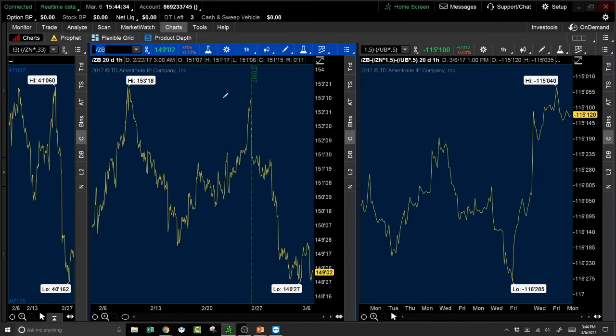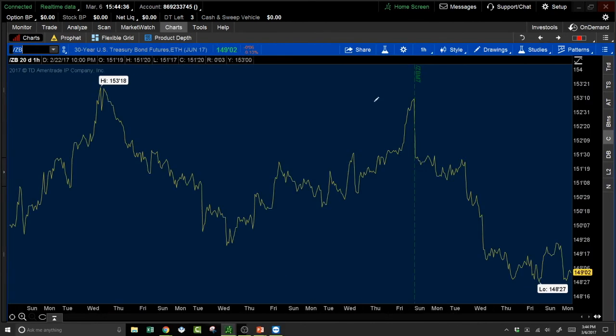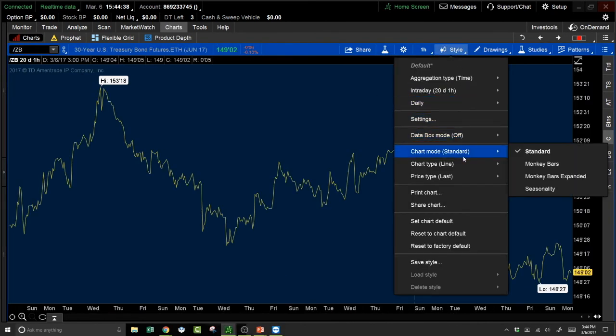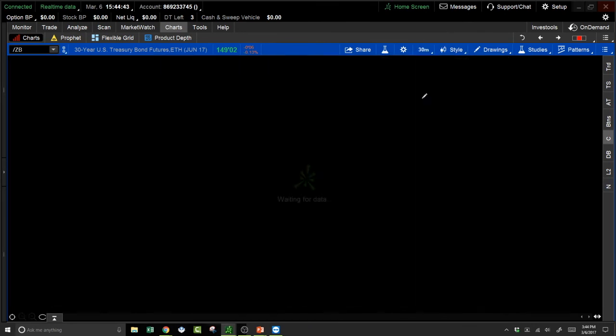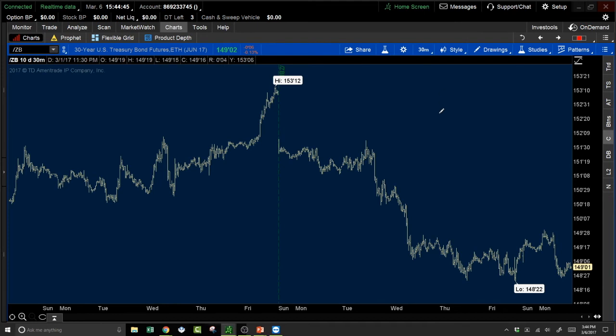If I open this up and go to ZB, and I only wanted to trade during the day, whatever strategy you're using to trade, this is the ZB. I would only look for places to sell it. Only sell. Trading ZF, I would only look to buy.